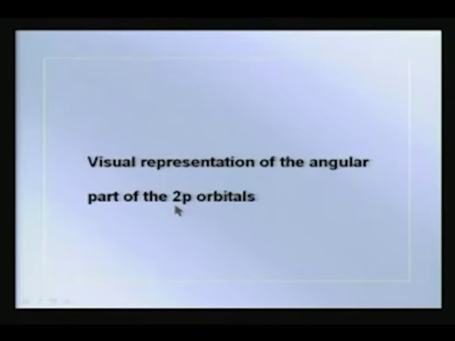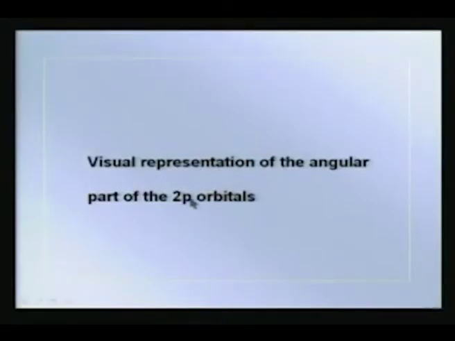L equal to 1 is possible only when n equal to 2. That corresponds to this 2. And L equal to 1 is referred to as P. Remember sharp, principal, diffuse and fundamental, SPDF. The S is for L equal to 0, it is also spherical, but it is always known as the sharp line, and the P is for principal corresponding to L equal to 1. So here when we talk about 2P, we are looking at the n equal to 2, L equal to 1, the corresponding angular parts of the functions.